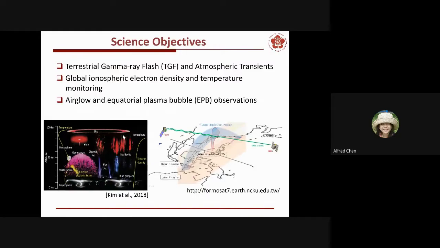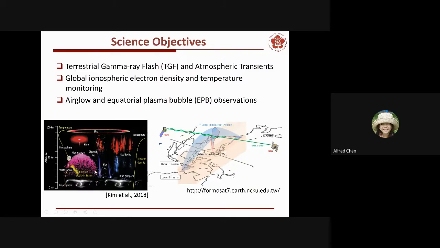The science objective of this mission is we will focus on three topics. The first one is terrestrial gamma ray flash, also known as TGF, and the atmospheric transients. The second one is global ionospheric electron density and temperature monitoring. And the third one is airglow and the equatorial plasma bubble observations.